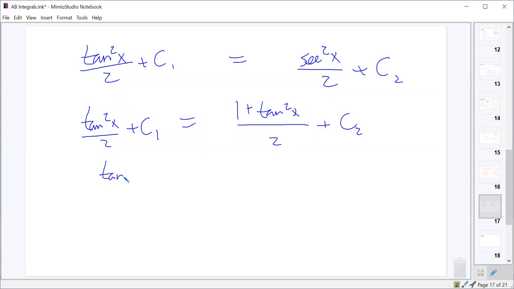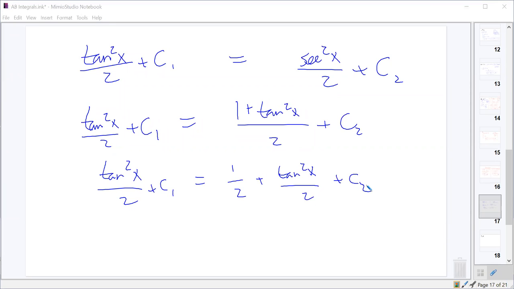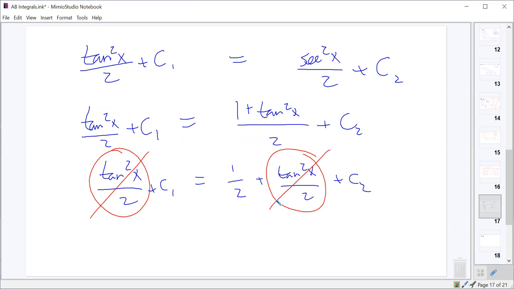And so over here we have tangent squared x over 2 plus some constant. And on this side we have a half plus tangent squared x over 2 plus some other constant. And hopefully we should see that those cancel out, right? And that the constant that's attached to the tangent squared x over 2 has to equal 1/2 more than the constant that's attached to the secant squared x. So the results that we got were not equivalent, even though they're both correct. They just differ by a constant.